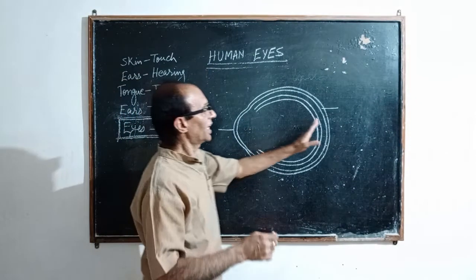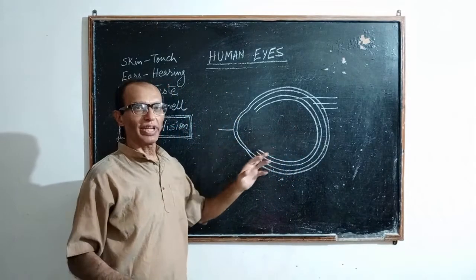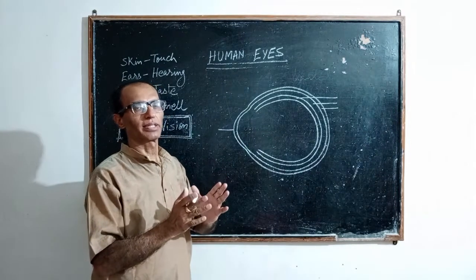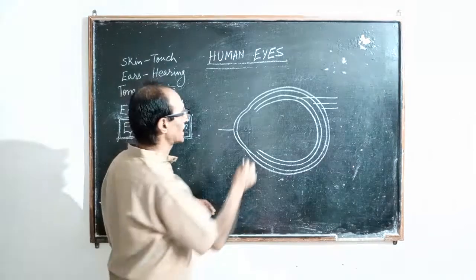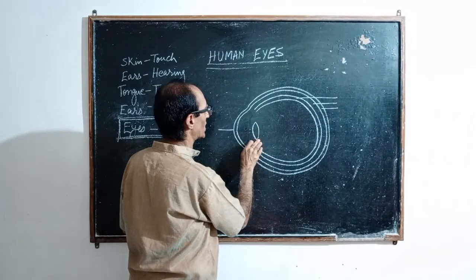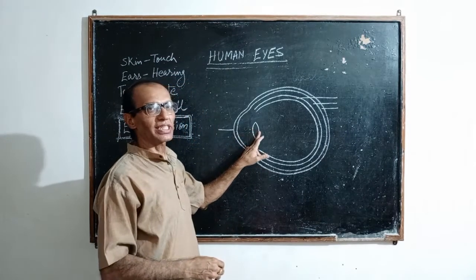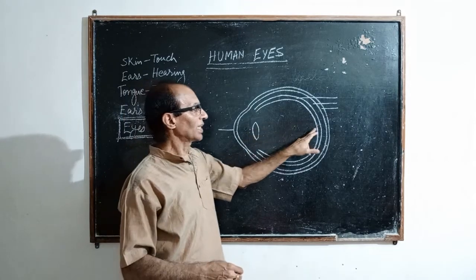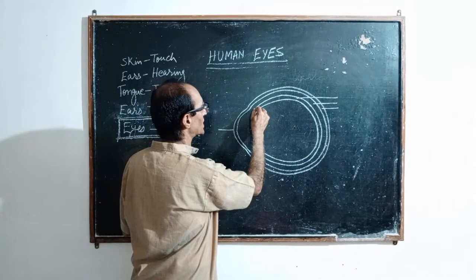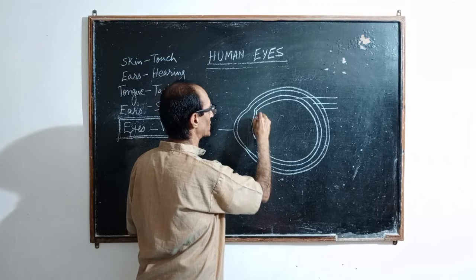Now, these are the three different layers. In addition to these three layers, we have a lens. We are all aware of the biconvex lens. A biconvex lens is present in our eyes, and this lens has the ability to focus all these images on the retina. This lens remains hanging by means of suspensory ligaments.